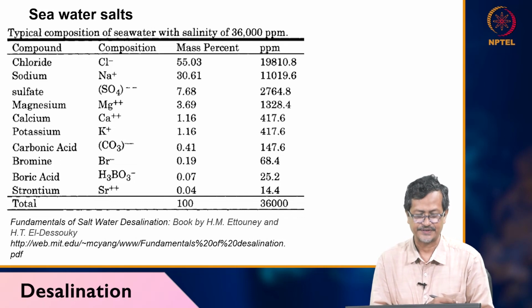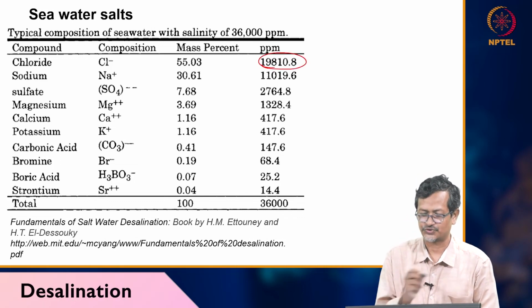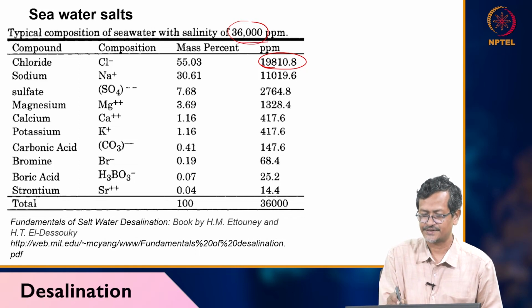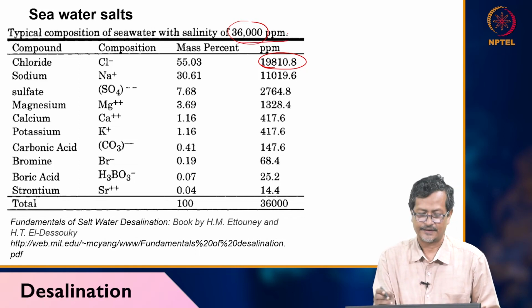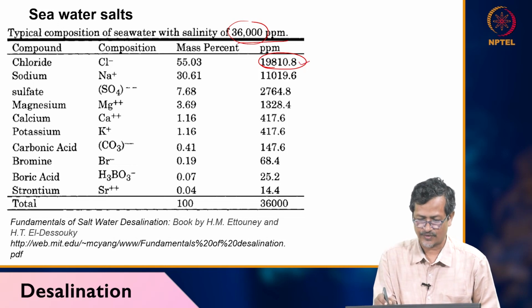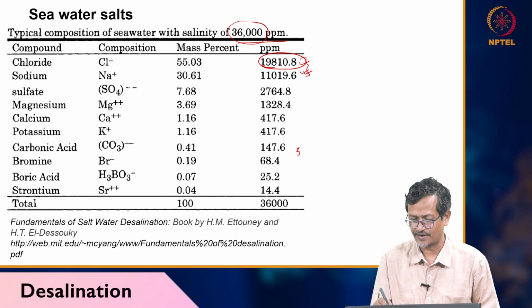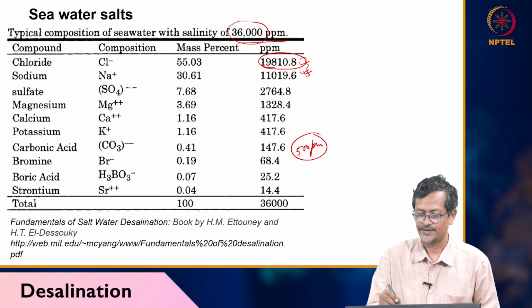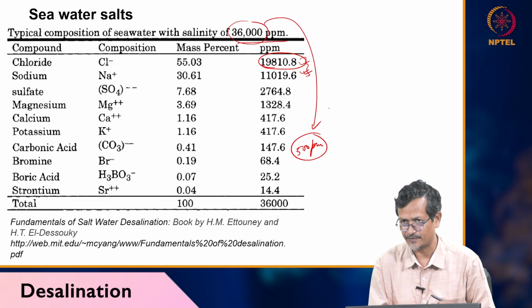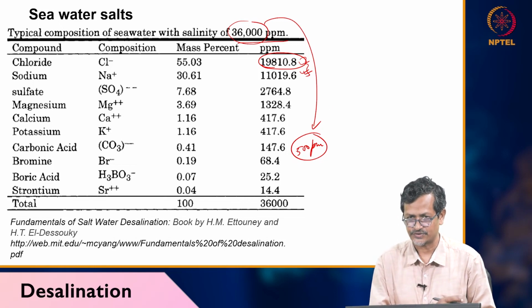In seawater salt content, you can see chloride is the maximum portion. Seawater salinity will be 36,000 ppm, parts per million, and the majority is sodium chloride, sodium and chloride, you can see. There will be some other salts also. Whenever you are desalinating, you have to remove all the salts and reduce your water salt concentration to about 500 ppm. So you have to bring 36,000 ppm down to 500 ppm. In the IT campus also, the potable or tap water you get is around 500 ppm.